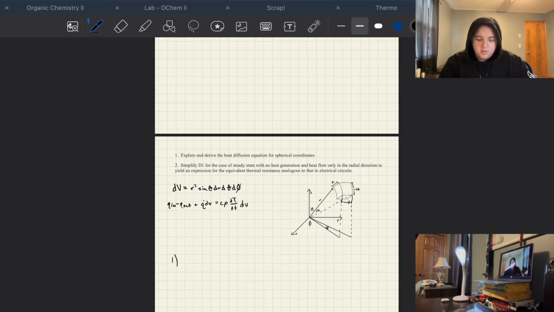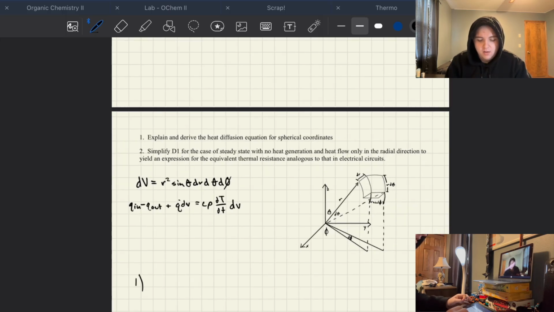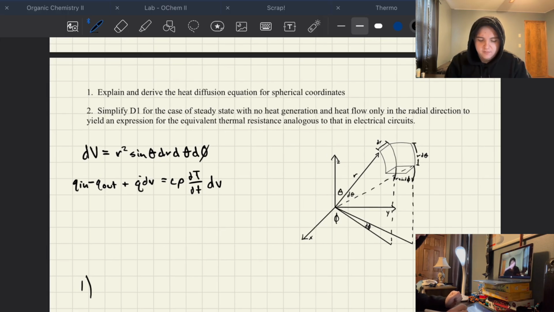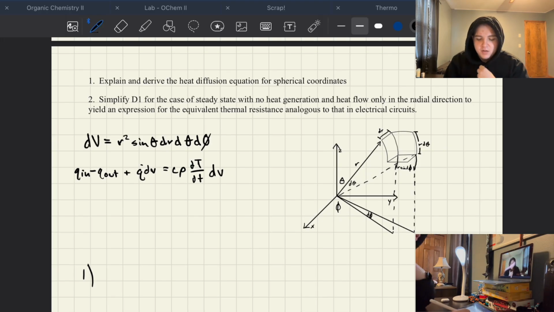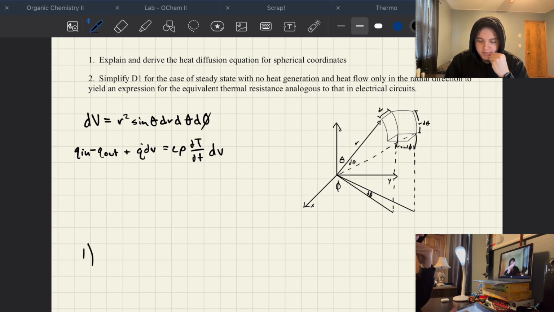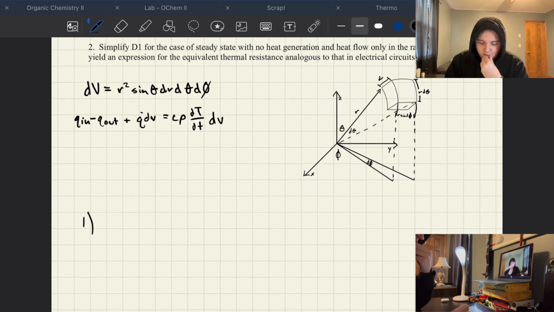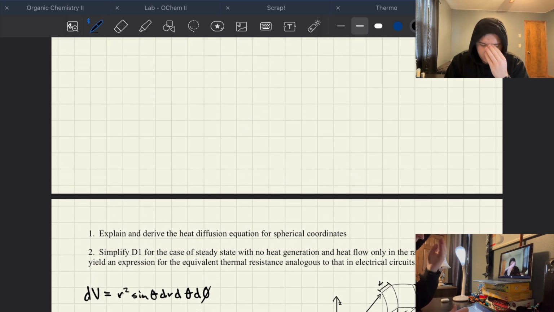Okay, on to homework 2, part 4, or part D. The question we have is: explain and derive the heat diffusion equation for cylindrical coordinates, and simplify it for the case of steady state with no heat generation and heat flow only in the radial direction. With that, yield an expression for equivalent thermal resistance analogous to that in electrical currents, similar to what we did in part B.